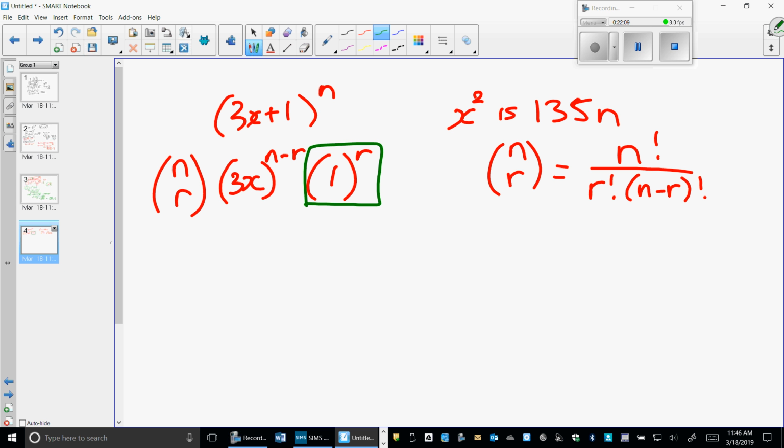Now we know that when we've got our power of 2, that's what we're looking for, yes? So we're looking for the term that has a power of 2. So we say to ourselves, which of these parts are we interested in? Well, we're looking at this part here, so we know that n minus r has to equal 2.